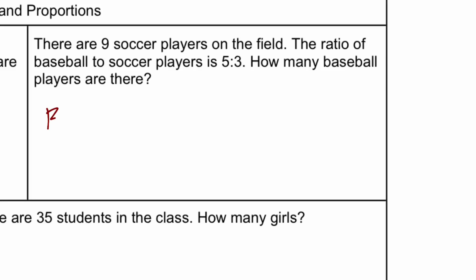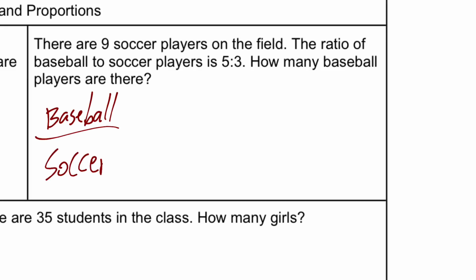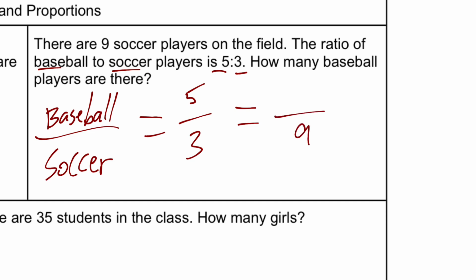Think about the ratio, and let's put baseball on top and soccer on bottom. And then the 5 to 3 would be 5 over 3. Baseball, soccer, 5, 3. To set that up, I'm told I have 9 soccer players. So what do you think? Should I put the 9 on the top or the bottom? It has to be the bottom, because that's where soccer players go.